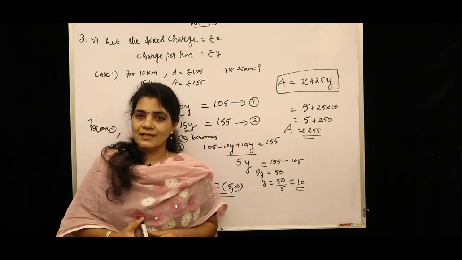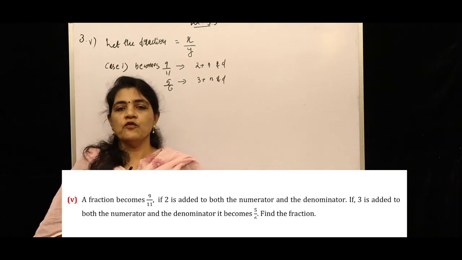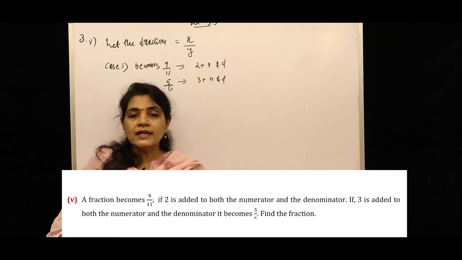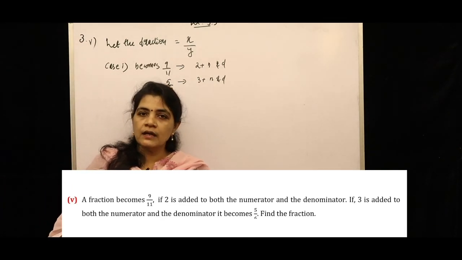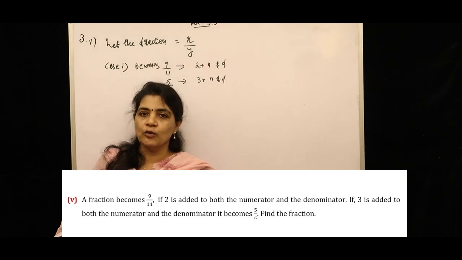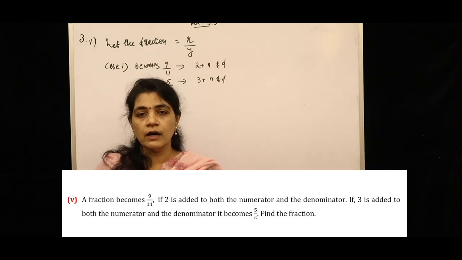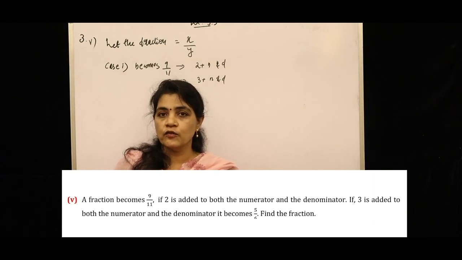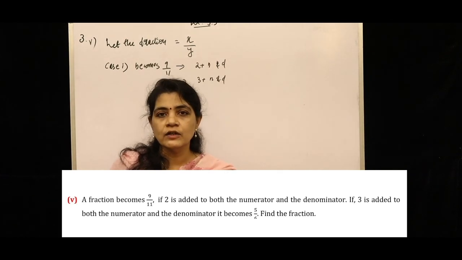Now we are moving to the next one. Now we are solving the fifth question. It's a very simple question. A fraction becomes 9 by 11 when 2 is added to both the numerator and the denominator, and it becomes 5 by 6 if 3 is added to both the numerator and the denominator. We have to find that fraction. So as usual, how can we start? Let the required fraction be x by y. Here the variables are in place of the numerator and the denominator. So we have to find x and y by solving under the given two situations.